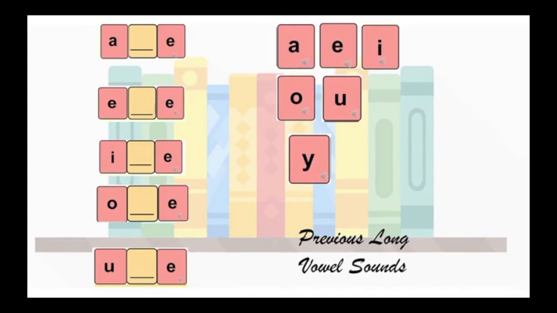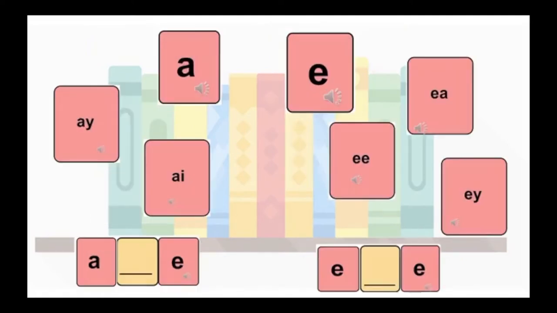A, acorn, A. E, me, E. I, hi, I. O, no, O. U, pupil, U. U, flu, ooh. Y, cry, I. Y, baby, E. It's important to remember that although we are learning these new vowel sounds that are long A and long E, we already know some vowel sounds that make the long A and long E sound, and to be able to factor that in when we're making our decisions.